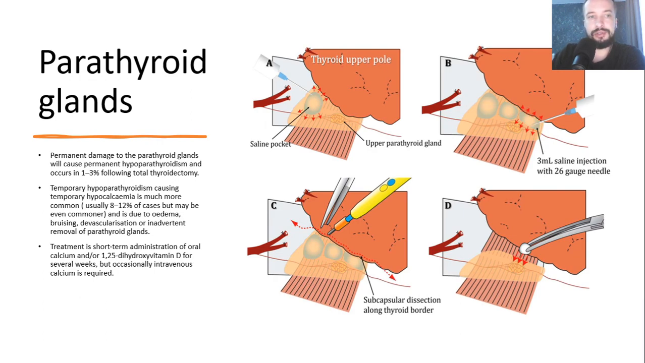Parathyroid glands. Permanent damage to the parathyroid glands will cause permanent hypoparathyroidism and occurs in 1–3% following total thyroidectomy. Temporary hypoparathyroidism causing temporary hypocalcemia is much more common, usually 8–12% of cases, but may be even commoner and is due to edema, bruising, devascularization, or inadvertent removal of parathyroid glands.